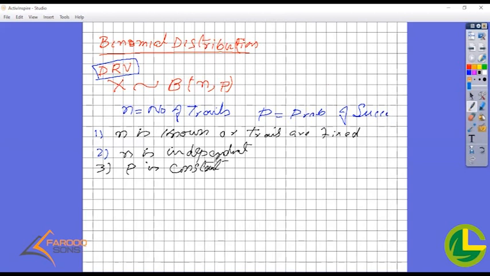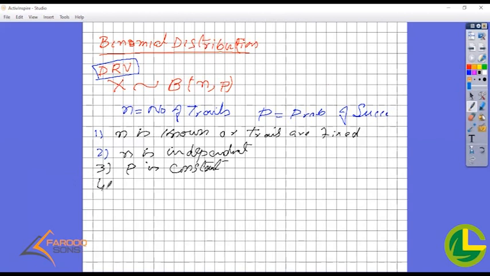This means P remains constant for all trials. For example, when you're throwing a dice, the probability of showing 5 is 1 upon 6. So for all trials, you're throwing the dice 6 times, the probability of 5 remains 1 upon 6 for all trials. Therefore, P is constant for all trials.